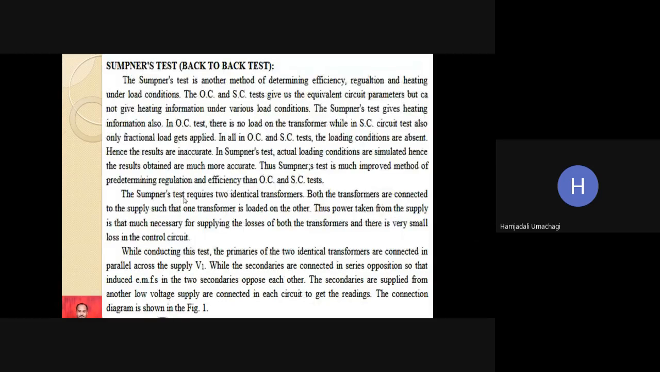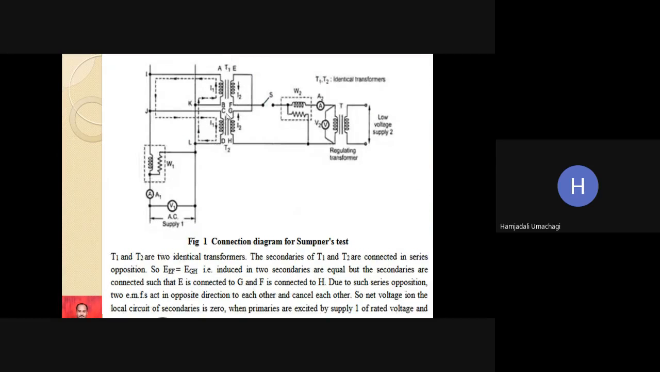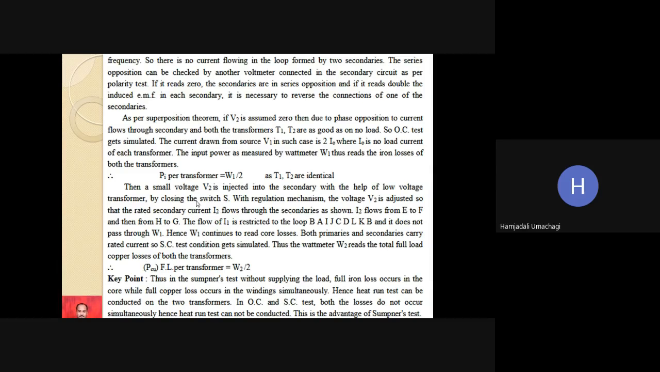Now, the Sumpner test requires two identical transformers. Identical means both transformers T1 and T2 should be of similar kVA rating. If T1 is a 5 kVA transformer, then the T2 transformer should also be 5 kVA only. That is the meaning. That is called a similar transformer or identical transformer.